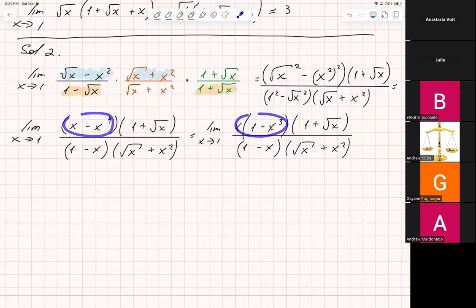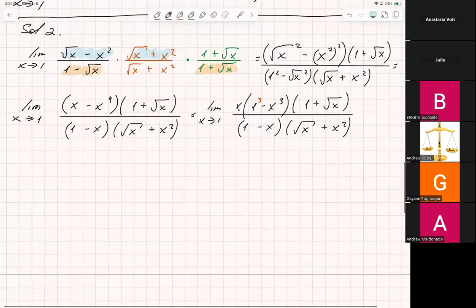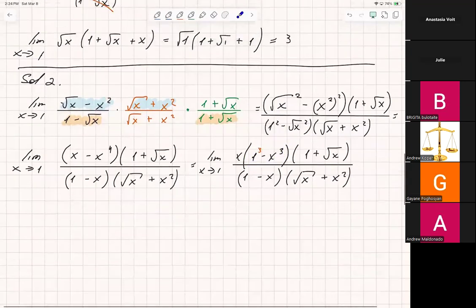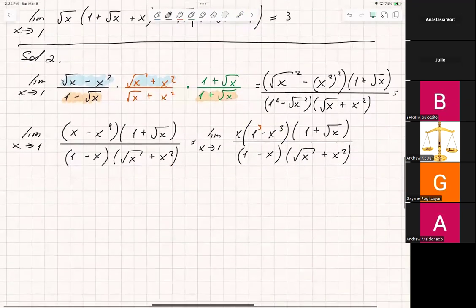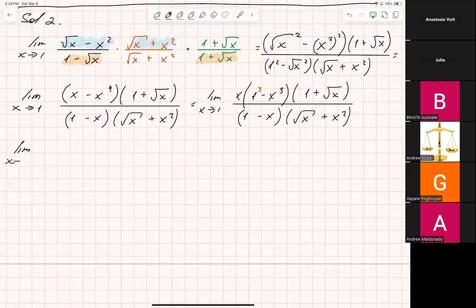Now you can see that we have an option to cancel these two, but only after we apply the difference of cubes, right? Because technically this is 1 cubed minus x cubed, right? So you would need to apply the formula, this formula, right, to this factor, and we can start canceling. So we have limit as x approaches 1 of x times 1 minus x, 1 squared plus 1 times x plus x squared, right? And the rest is the same.